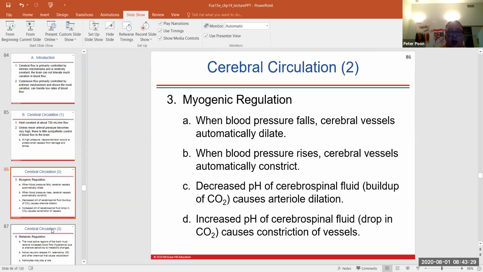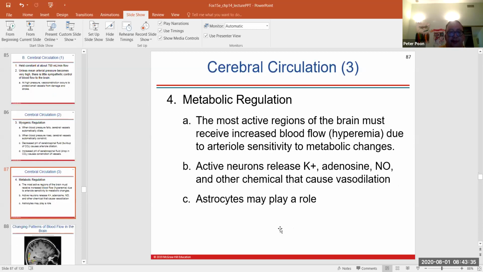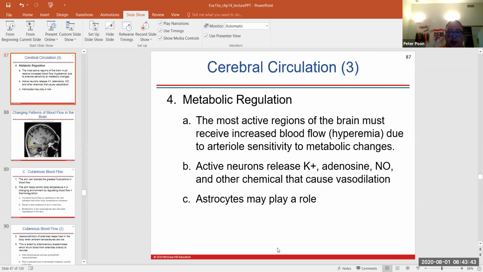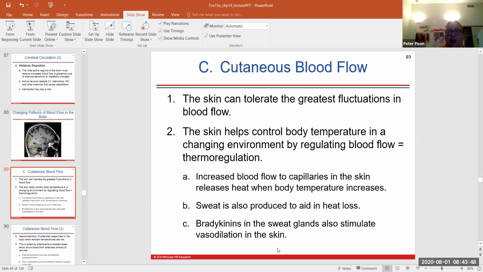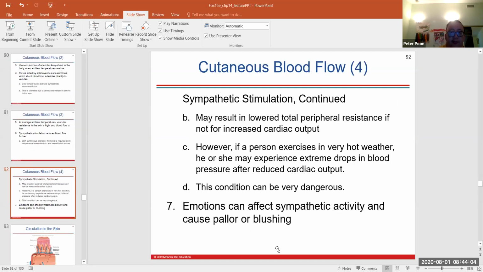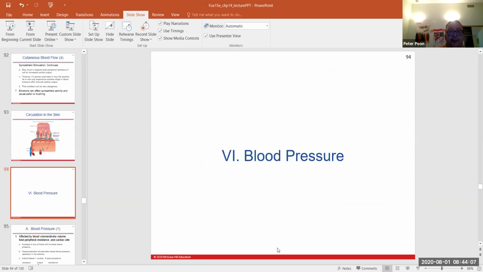So here that keeps it about constant. That said, patterns can change a little bit, but that's very little. But you can measure it, and that's like measuring brain activity. The cutaneous blood flow, you should probably read on your own. That's really easy to understand.